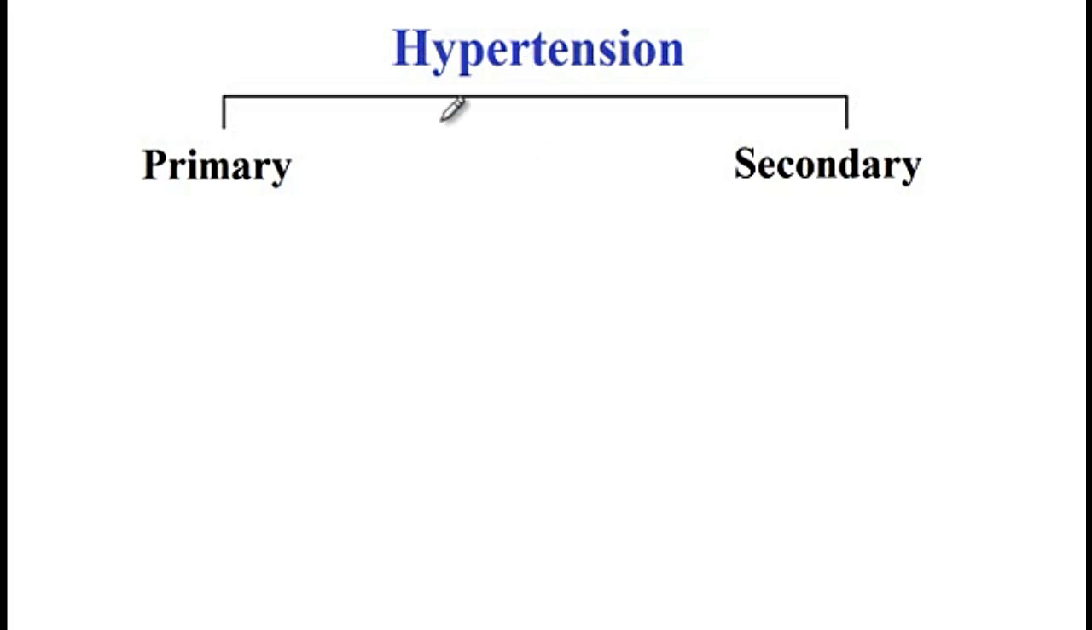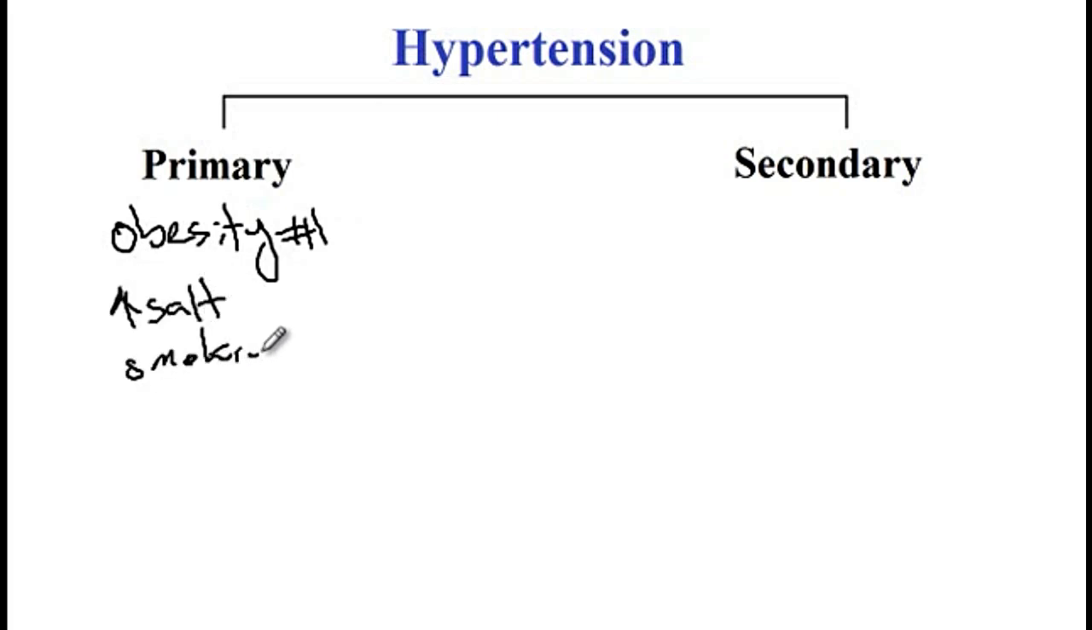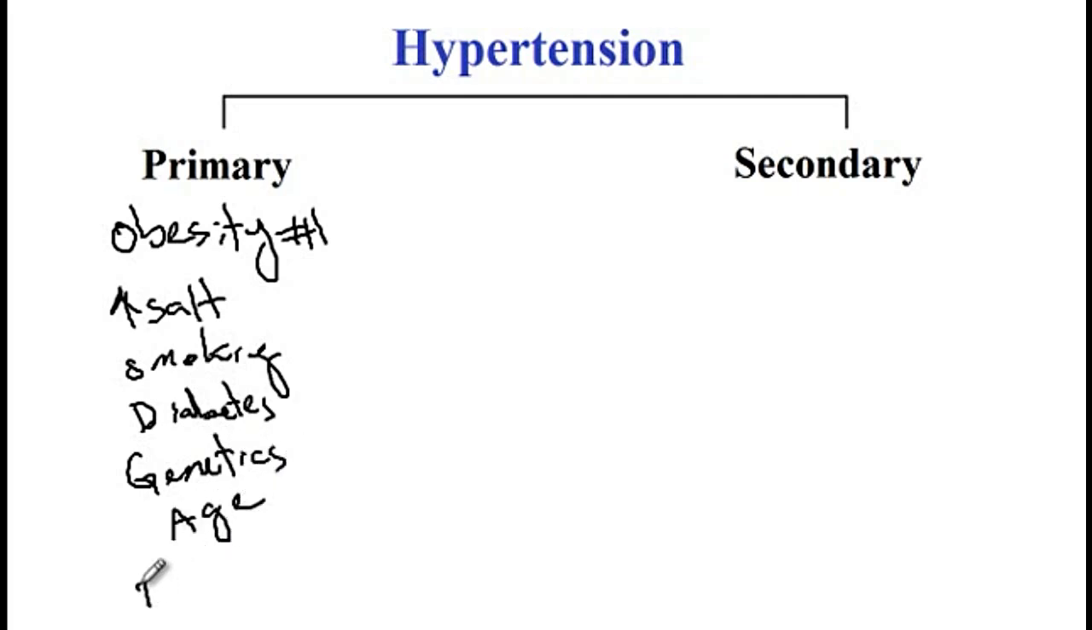So hypertension can be divided into two different forms: primary, where there is no identifiable cause to it, and the risk factors to primary hypertension include obesity, which is the number one risk factor. Other risk factors to primary hypertension include high salt diet, smoking, diabetes, genetics, advanced age, and race, where black people have higher blood pressure than white people.